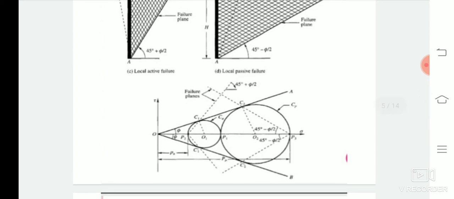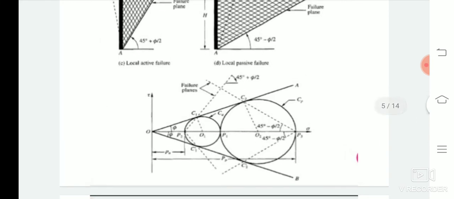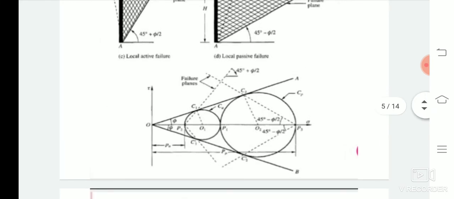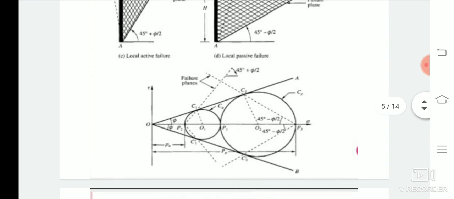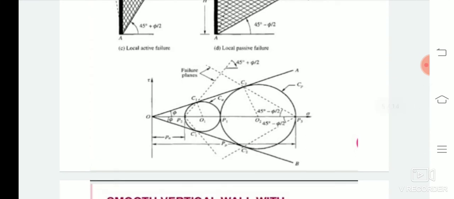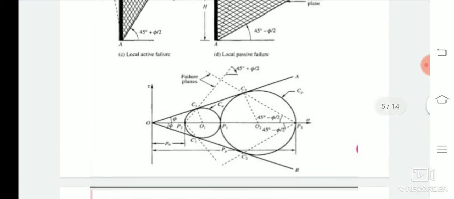Similarly, for the passive state, the minor principal stress is in the vertical direction while the major principal stress is in the horizontal direction. Hence circle 2 corresponds to the passive state, in which the pole P3 corresponds to the major principal stress. The circle touches the failure envelope at C2 and C2 dash, and hence P3C2 and P3C2 dash are the directions of slip lines corresponding to the passive case.